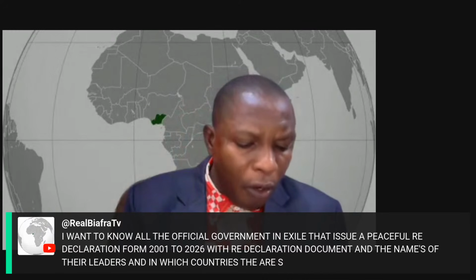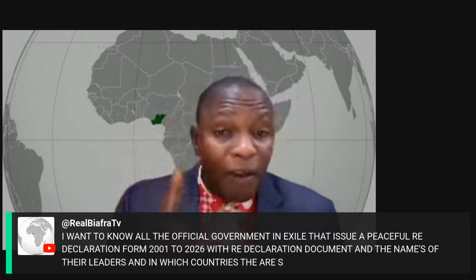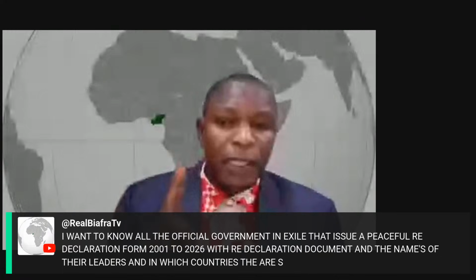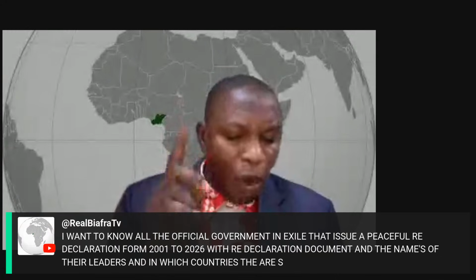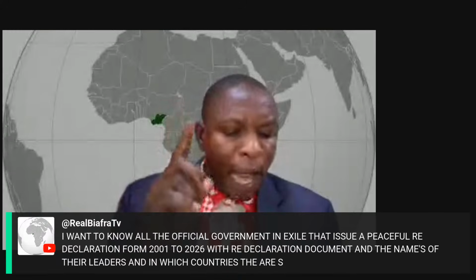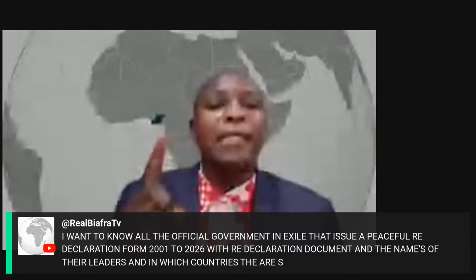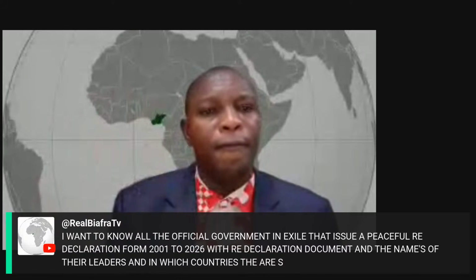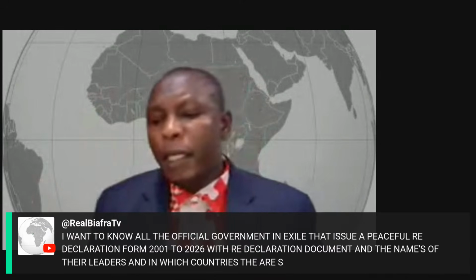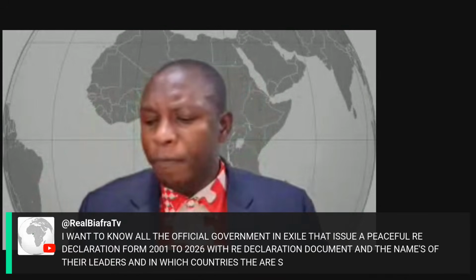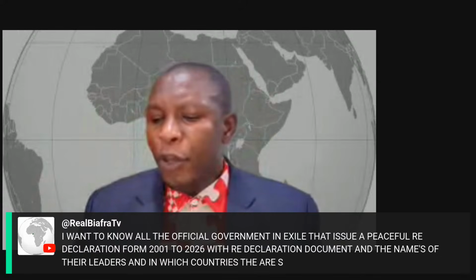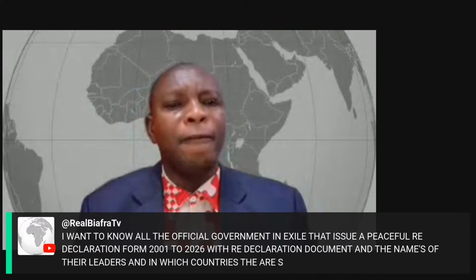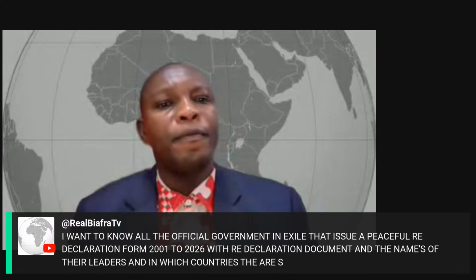The all-official exile governments with documents of Redeclaration and the names of their leaders, and also the country they reside in today. In this program, or this headline, you will find out if Ogenkere is there.